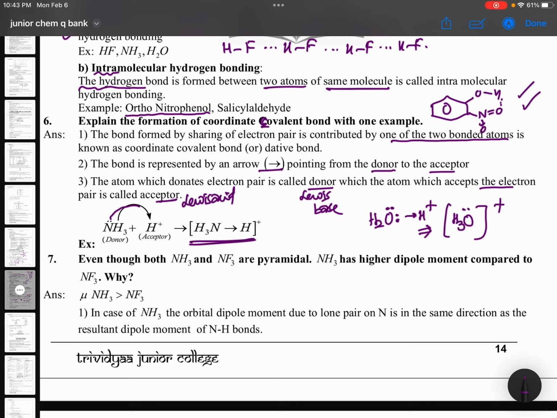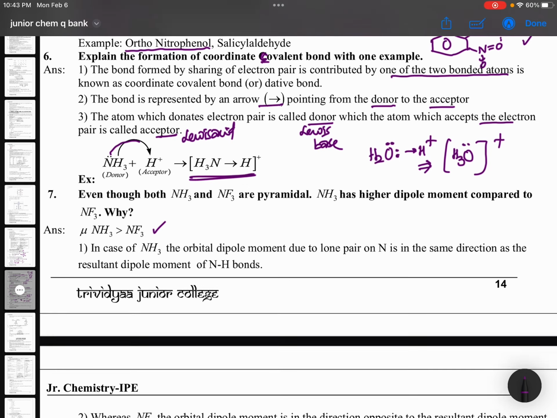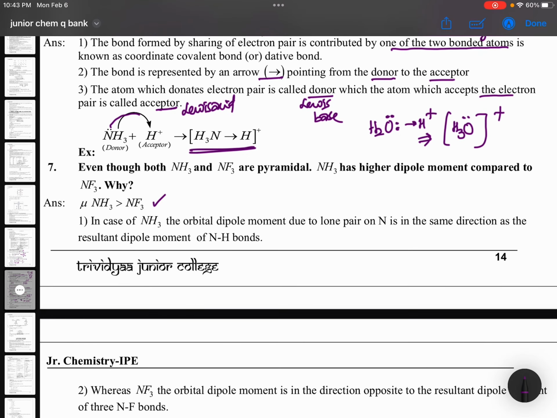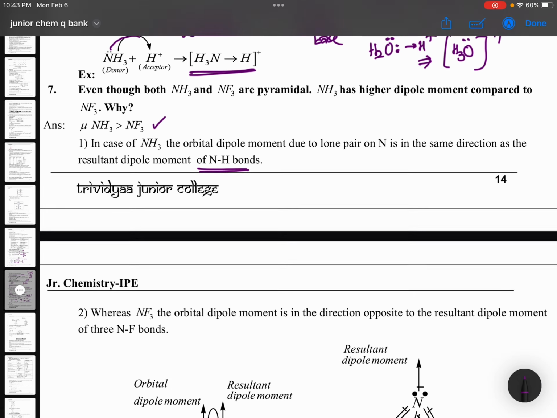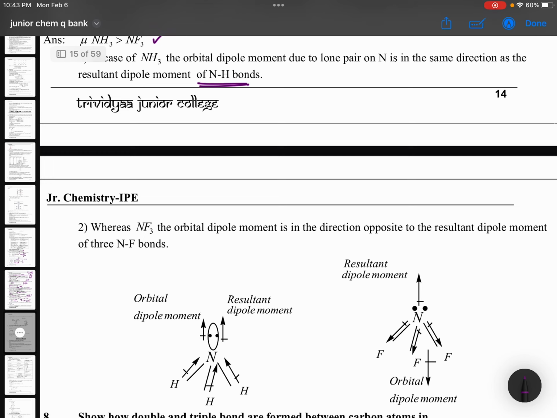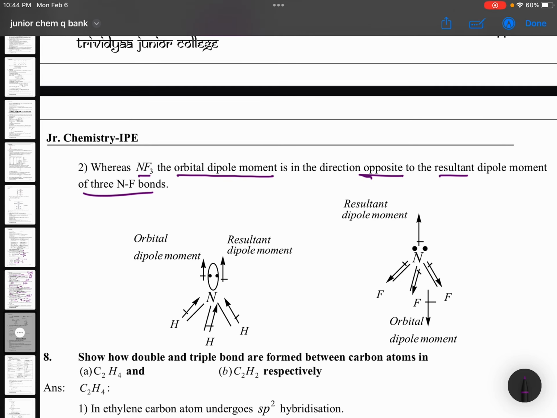One more question. Even though both NH3 and NF3 are pyramidal, NH3 has a higher dipole moment compared to NF3. This is an entrance question also. In case of ammonia, the orbital dipole moment due to the lone pair of nitrogen is in the same direction as the resultant dipole moment of the NH bonds. Whereas in the NF3 molecule, the orbital dipole moment is in the direction opposite to the resultant dipole moment of the 3 NF bonds. See, this is the lone pair of electrons.